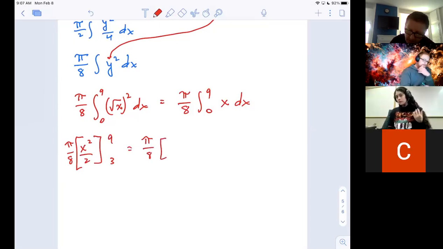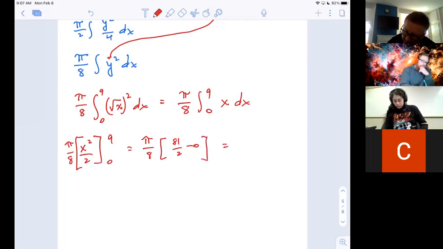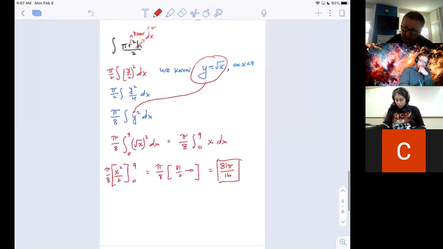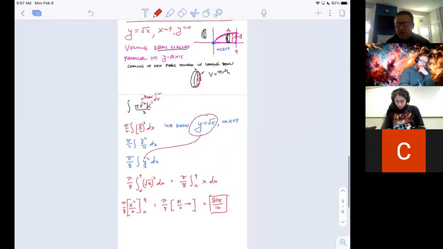Isn't it 9 and 0? 9 and 0, not 9 and 3. Thank you. So 9 squared is 81 divided by 2, and 0 squared is 0. So I have 81 pi over 16. Which I don't think reduces because 81 is made of 3s and 16 is made of 2s. So I have the exact answer to this. That was a much better problem, or much easier problem as an introduction than the previous one was.